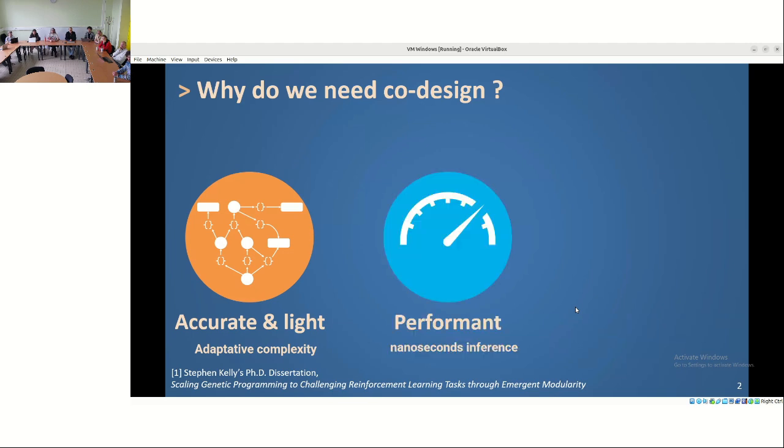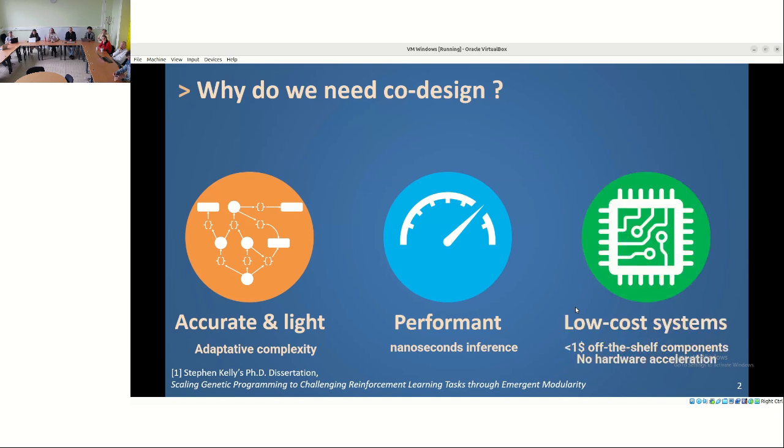Additionally, we want the algorithm to be performant, meaning having quick reaction times. Here we are targeting nanoseconds inference. And we want our systems to be as low cost as possible. So here we are targeting below $1 off-the-shelf components without hardware acceleration. And to reach all of those objectives, what we do is that we rely on an algorithm architecture adequation, co-design methodology.